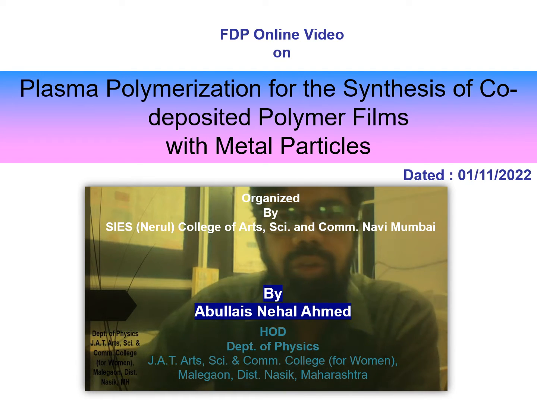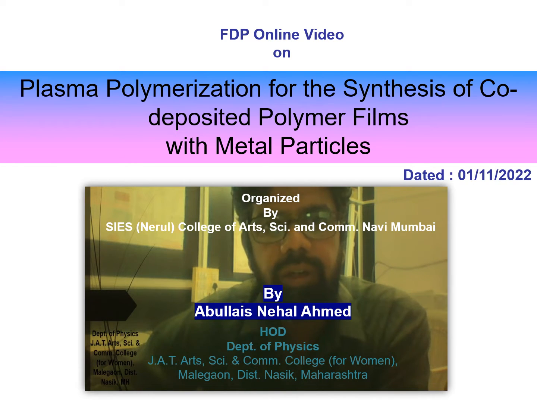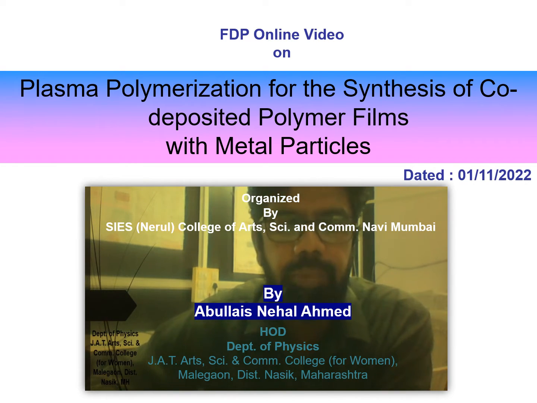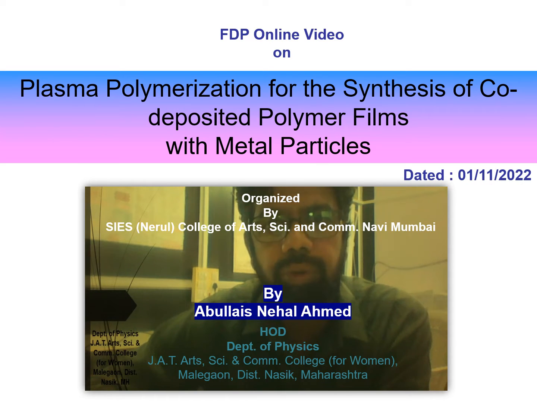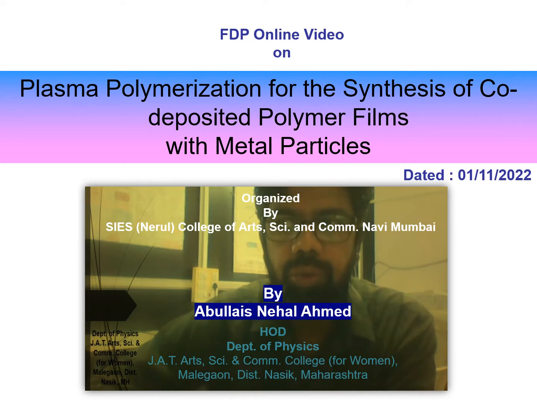As far as my topic is concerned, today I will let you know something about the plasma polymerization system. In the plasma polymerization system, I made ultra thin film and co-deposited polymer film with metal particles. Today I will let you know how to deposit the film and how to use that film for further characterization. While we are talking about characterization, we need some techniques. By using those techniques, we can identify what is present in the film.